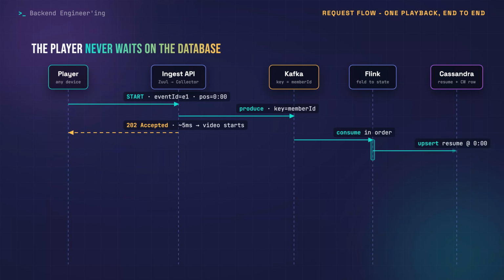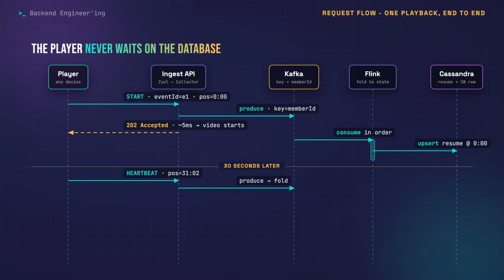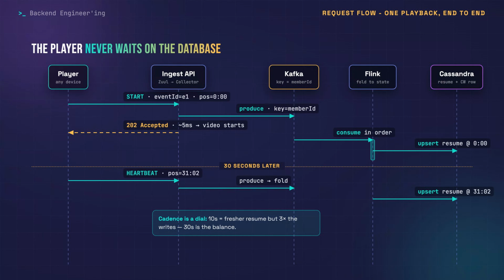Downstream, Flink consumes that event in order and upserts your resume point to 0. Now 30 seconds pass. A heartbeat fires. You are 31 minutes in, same path, reduce and fold. And your resume point quietly moves forward. That heartbeat cadence, by the way, is a dial. Fire every 10 seconds and the resume is fresher, but you triple the write load. 30 seconds is the sweet spot.